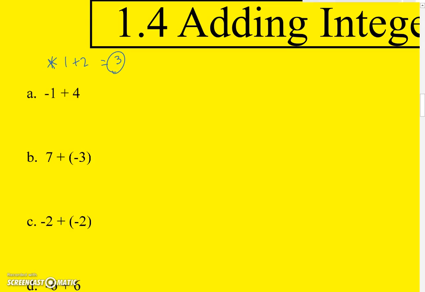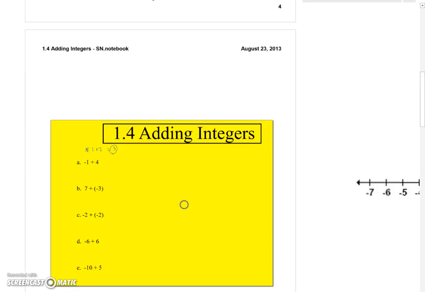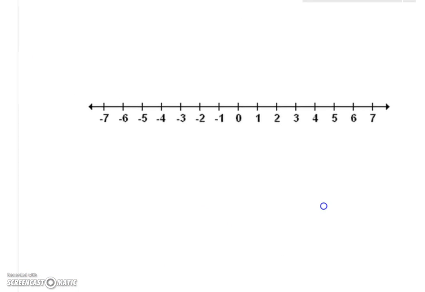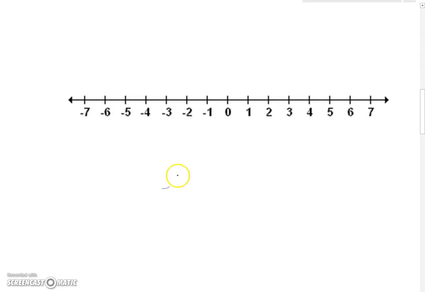Now look at this problem. We have negative 1 plus 4. So what does that look like? Well, if we have negative 1 plus 4, it means we start at negative 1 on the number line, and we're adding positive 4, which means we're going to go to the right. So we go 1, 2, 3, 4, and then we land at 3. So again, that's a way to think about it. We start at negative 1, we go 4 spots forward, and then we land at 3. So negative 1 plus 4 equals 3.